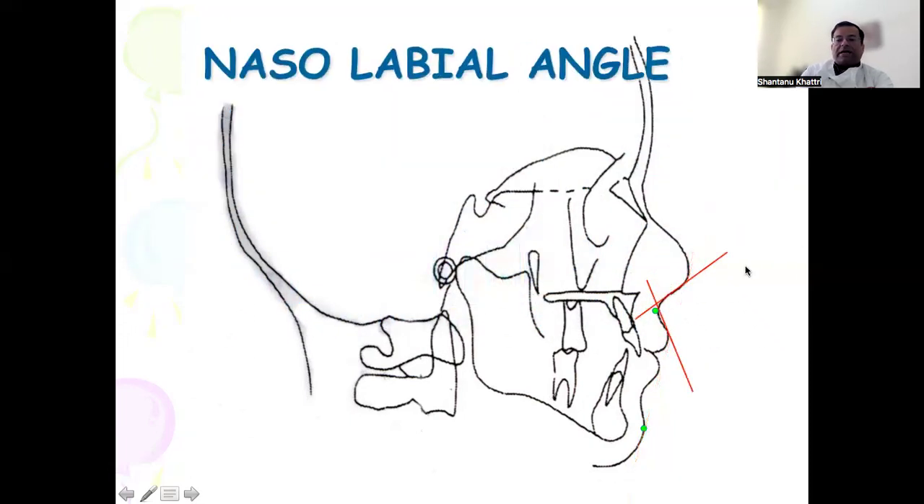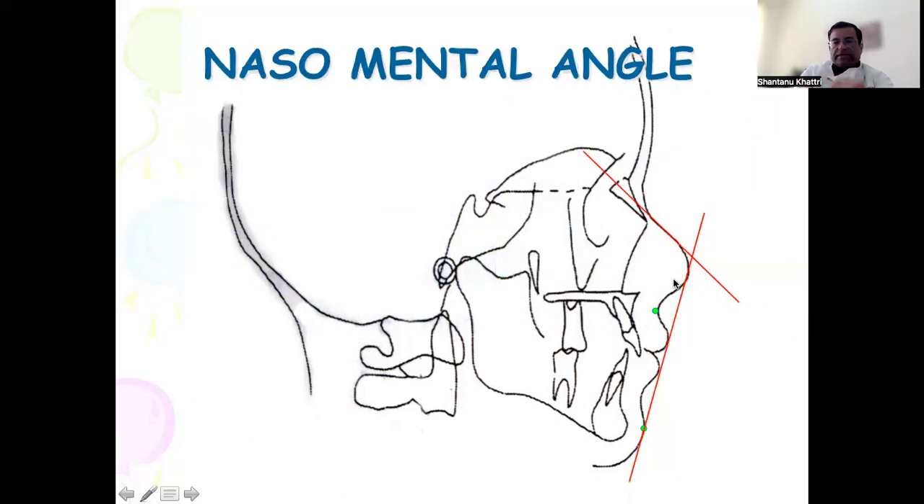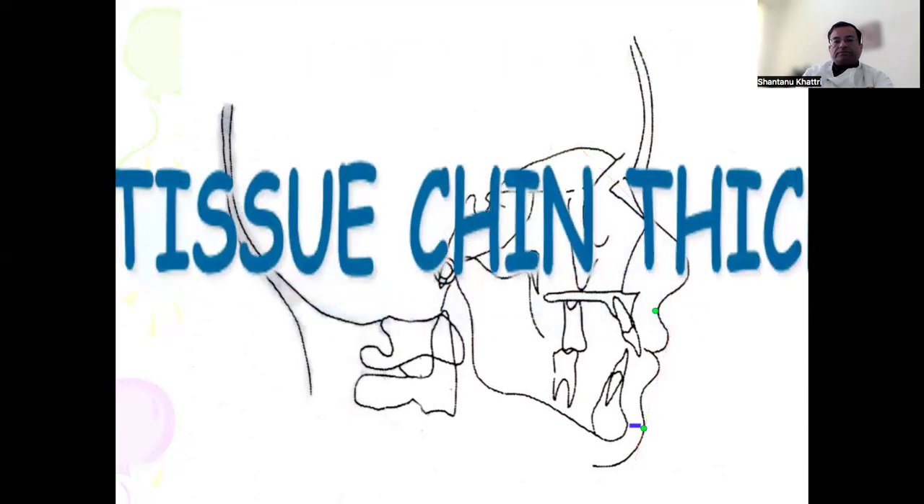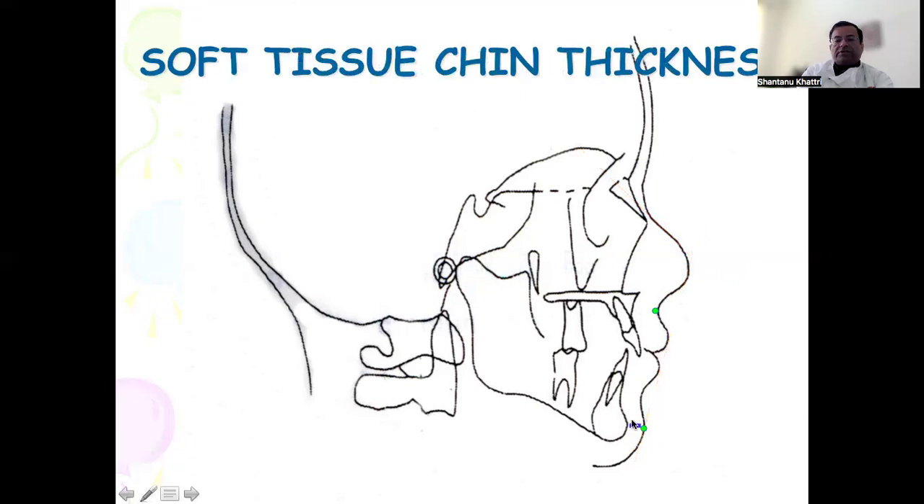Nasolabial angle, it is the angle drawn from the lower border of the nose to the most prominent part of the upper lip. This angle is measured. Nasomental angle, the bridge of the nose is marked and the E line is marked, and we measure the internal angle. This tells about the overall aesthetic relationship of the face of that particular individual. Soft tissue chin thickness, how is the soft tissue of the patient? So it is measured from the hard tissue pogonion to the soft tissue pogonion.